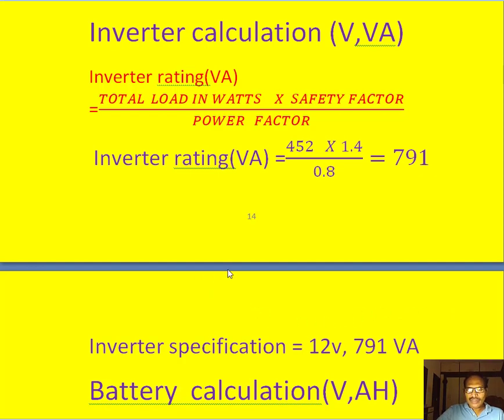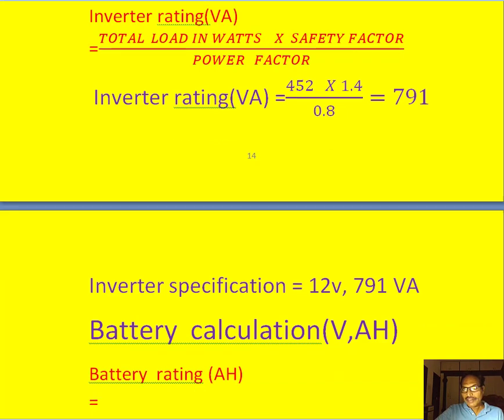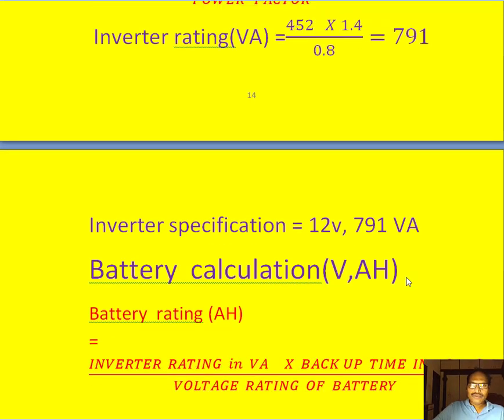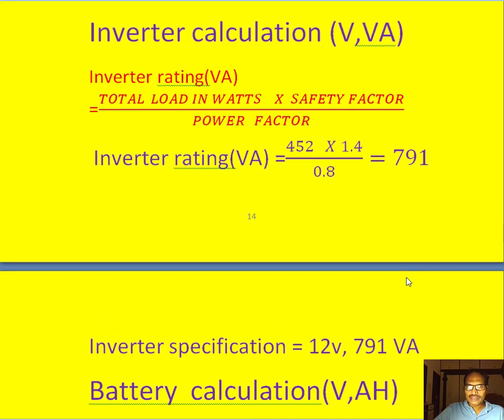Coming to the inverter specification, we find two parameters, voltage and volt ampere. In the presumptions we assume that we are going to use batteries whose rating is 12 volts. So we write here 12 volts, and the VA rating of the inverter we just calculated, that is 791 VA. These are the calculated values. These are not necessarily the available values in the market. They may or may not match exactly. So we have seen how to calculate the inverter rating.